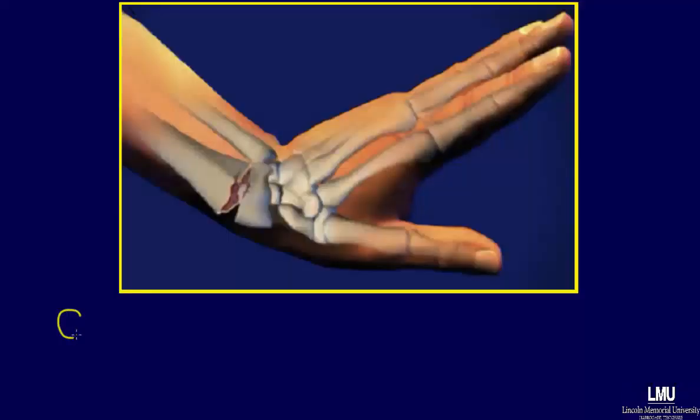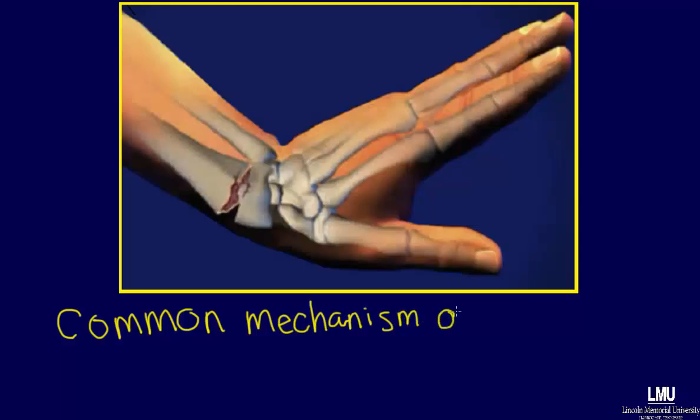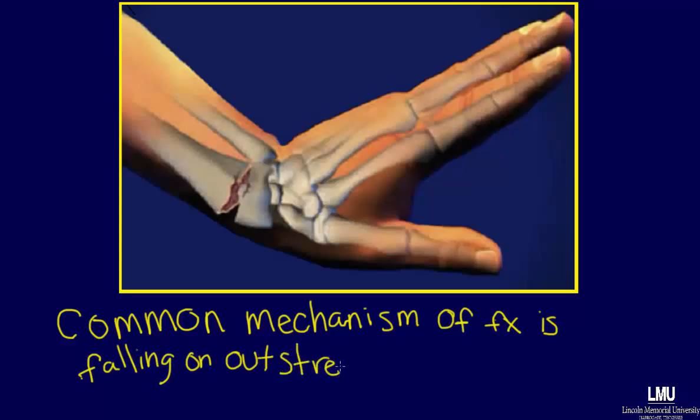This is a Colles fracture like the x-ray we saw in the last slide. A Colles fracture is the most common type of distal radius fracture, and it is mostly seen in patients with osteoporosis and can also be seen in younger patients who have been involved in a high trauma. The common mechanism of this fracture is falling on an outstretched hand.